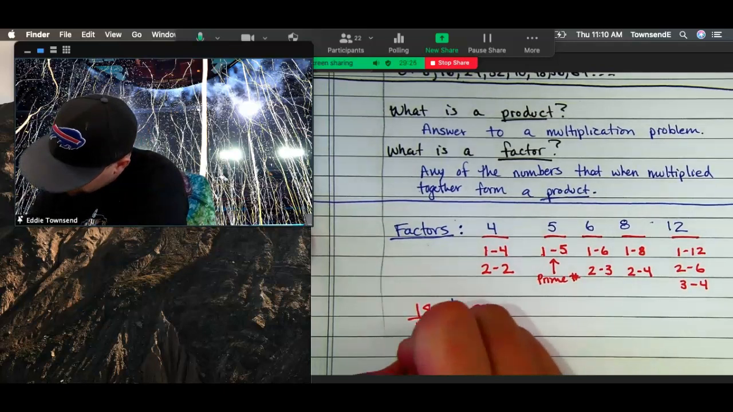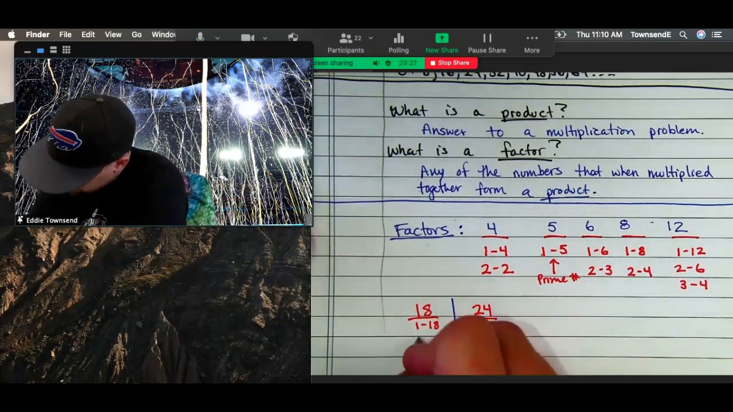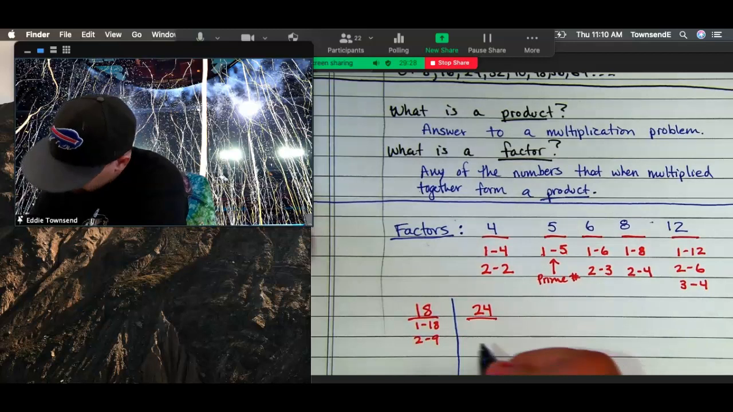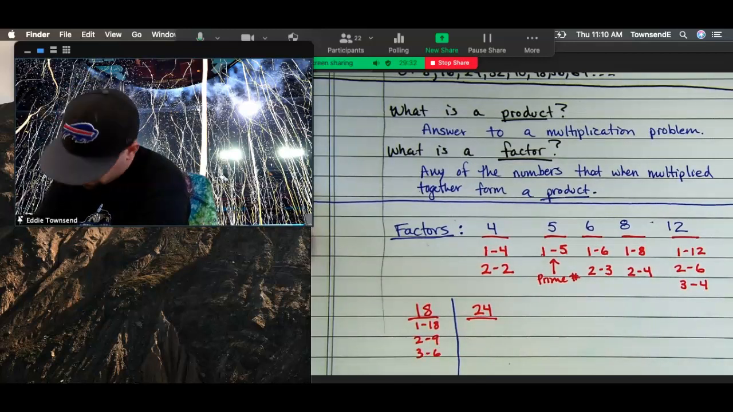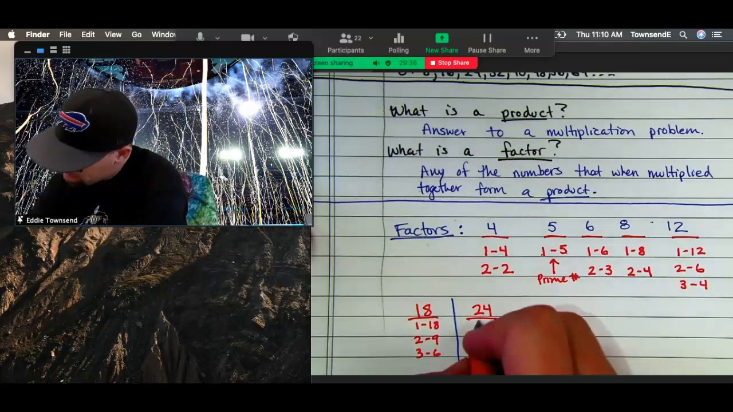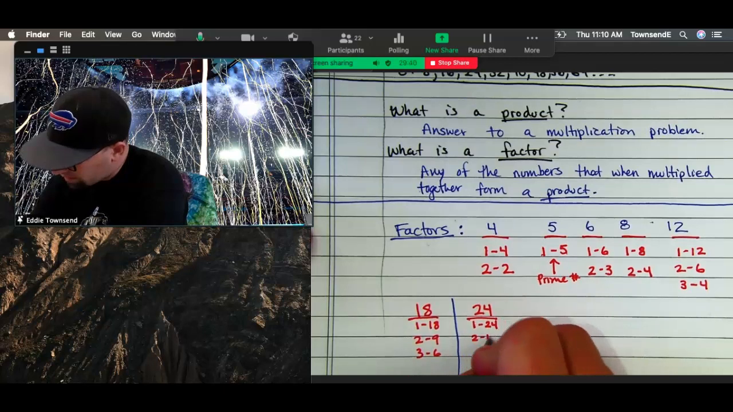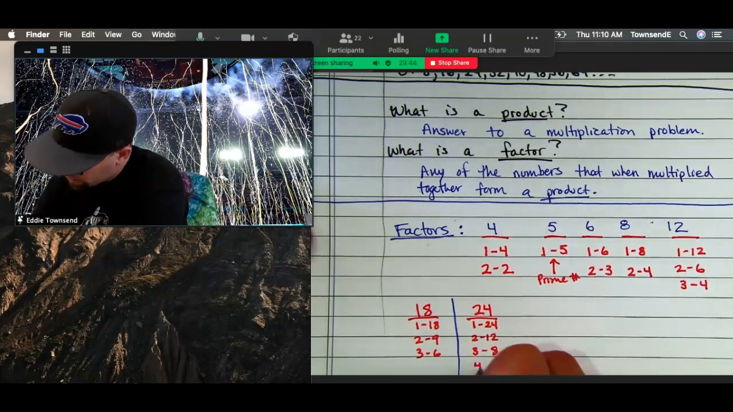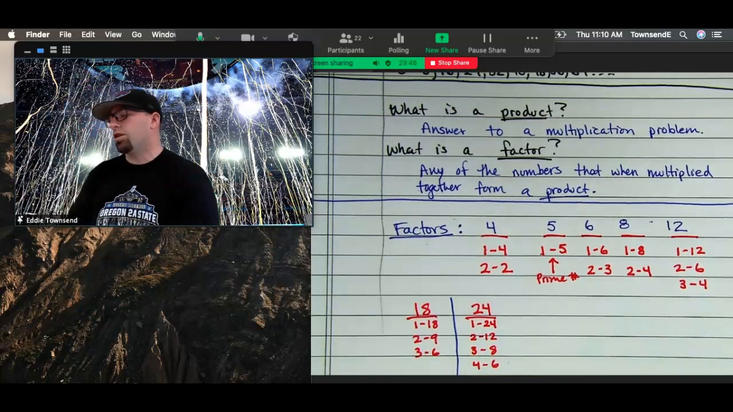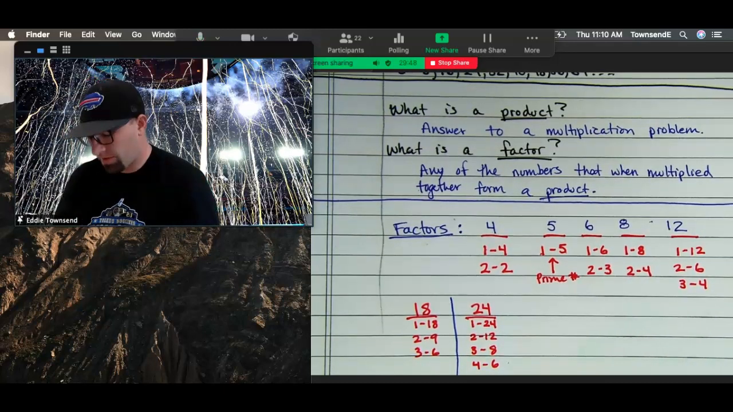So 18 is 1 and 18, 2 and 9, 3 and 6. 24, well, you got 1 times 24, you have 2 times 12, you have 3 times 8, you have 4 times 6. Those are all the factors of 18 and 24.